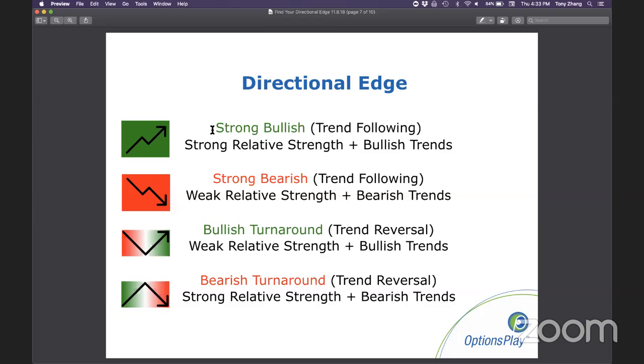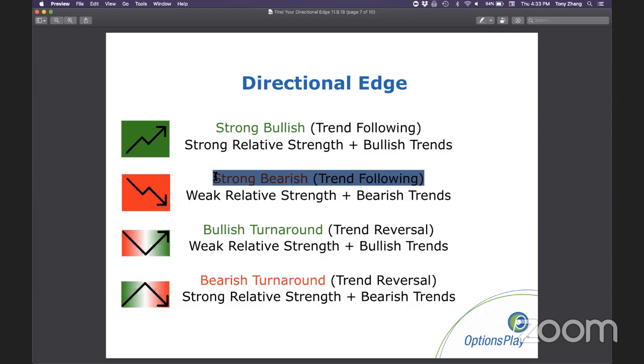So when we talk about strong bullish and strong bearish, these are what we call trend following methods. This is really very simple. This is where the relative strength matches up with the trend. So you have a stock with strong relative strength telling you this is outperforming the overall market and it's exhibiting bullish trends. These are what we consider trend following strong bullish stocks. So if you're looking for bullish opportunities, these are the types of stocks that you typically want to look for.